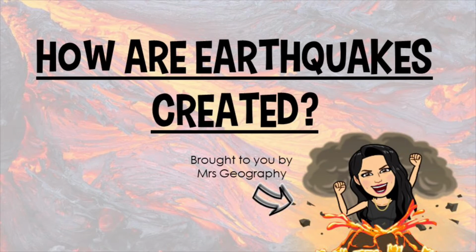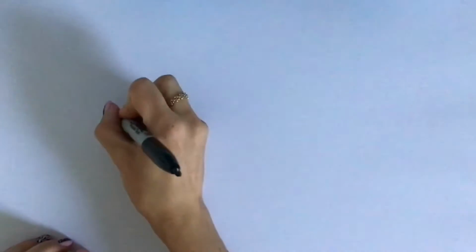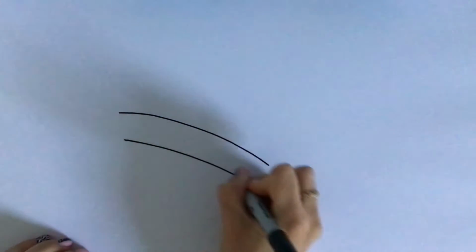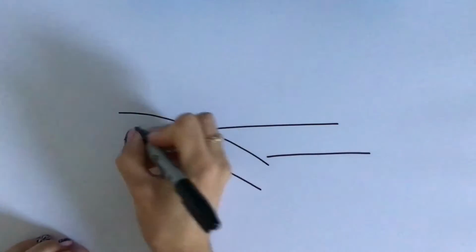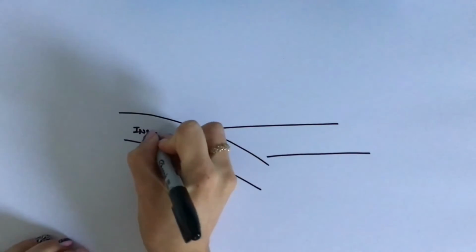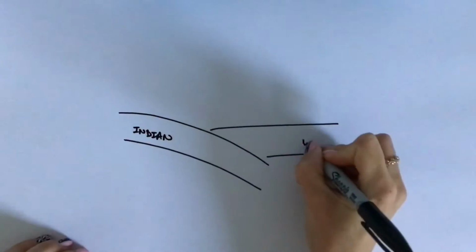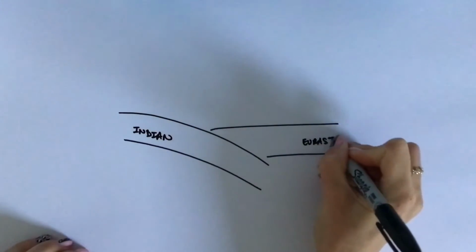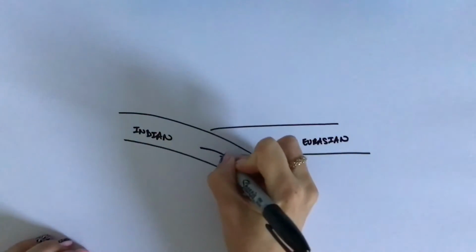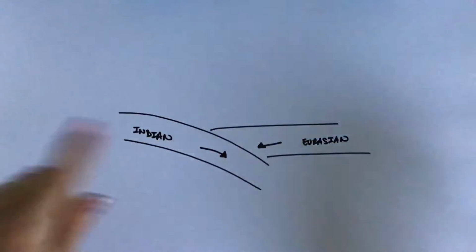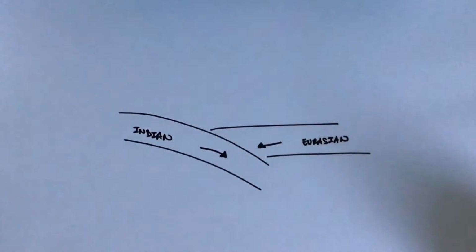So today I'm going to quickly cover how earthquakes are created. Now an earthquake is caused by a sudden slip on a fault line. So if we take two examples, the Indian plate and the Eurasian plate, here our two tectonic plates are converging, they are moving towards each other. You might also know this as a destructive plate boundary.